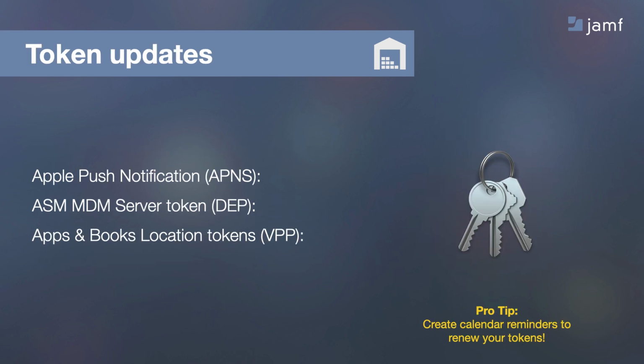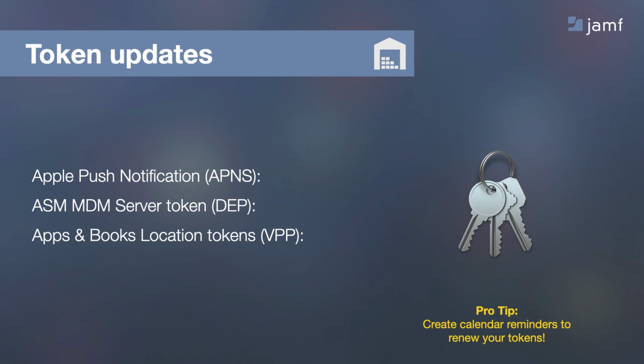Let's not forget about our tokens, always important. A yearly cycle, at least. Apple Push Notifications, MDM server tokens, formerly known as DEP, as well as Apps and Books location tokens, formerly known as VPP, all have a one-year expiration date. An important note about the APNS is that it needs to be renewed by the same Apple ID that created it. So make sure that you're making notes of this.